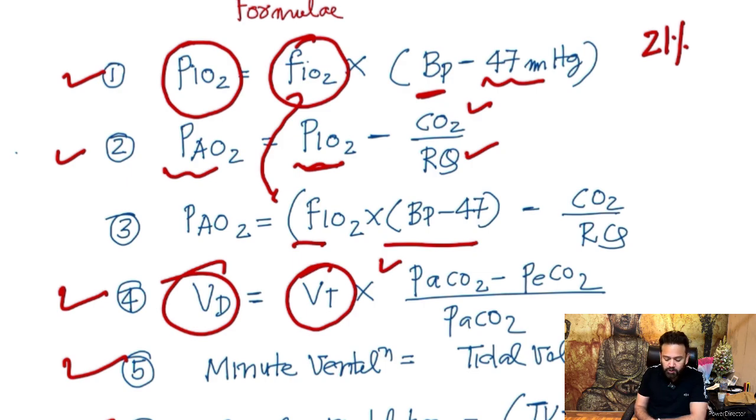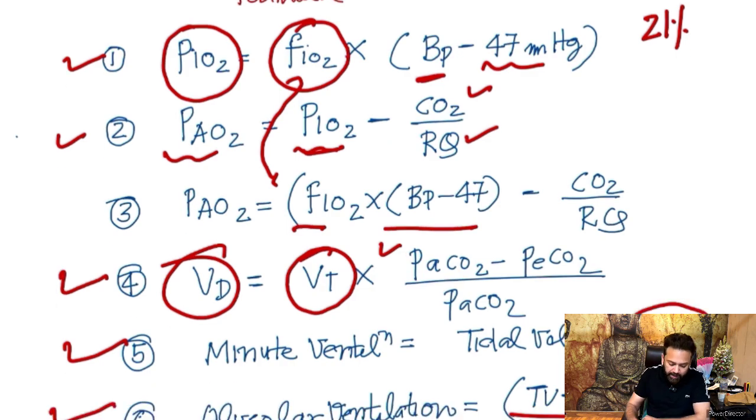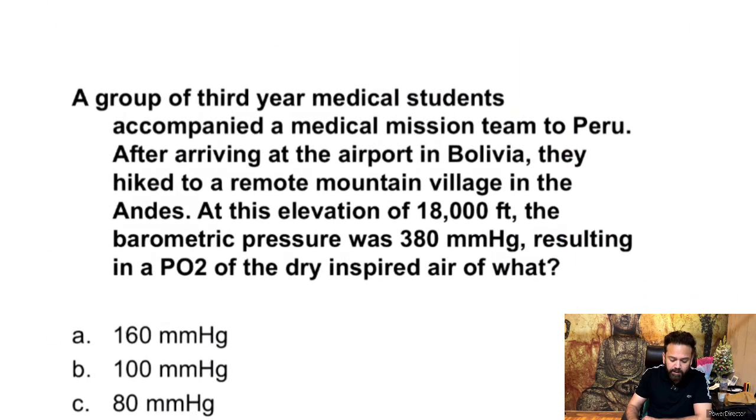And we know physiological dead space is equal to anatomical plus alveolar dead space, or simply we calculate it by the formula 2 into body weight in kilogram, not pound. Otherwise 2 will not be there. So 2 into body weight in kilogram. Now we will see how they ask questions in the examination.